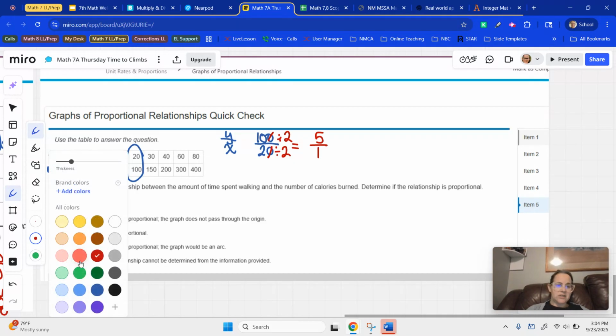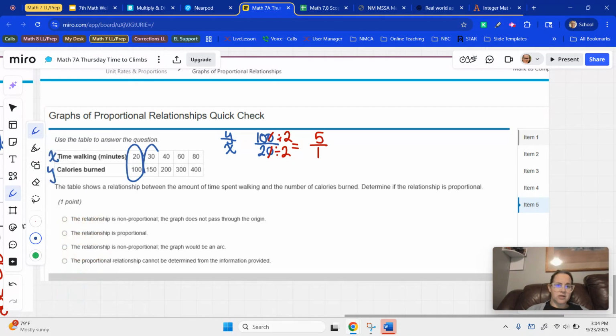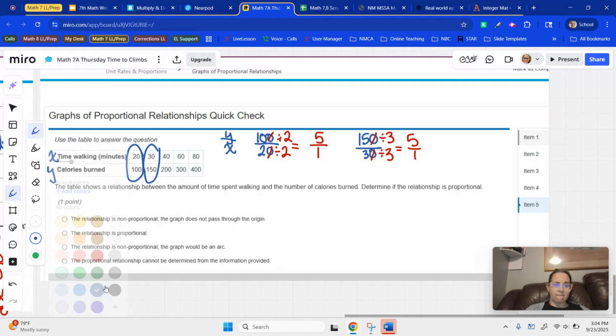Okay, now I'll move on to the next one. Let's look at this one here. This would be 150 over 30. If it's proportional, all these fractions will be equal. It will constantly equal the unit rate. What I'm doing here is trying to figure out if I have a constant of proportionality. So 15 divided by 3 is 5. 3 divided by 3 is 1. So far, so good. Those are a match, but I've got to keep going.